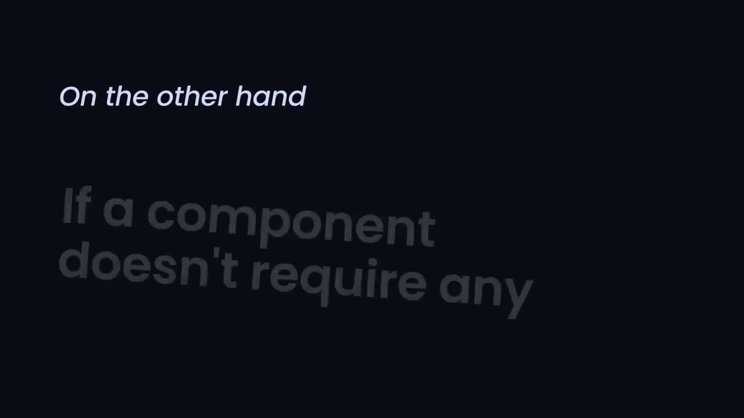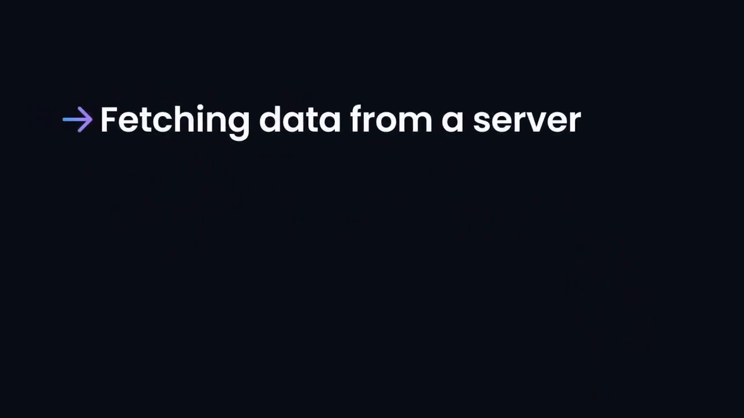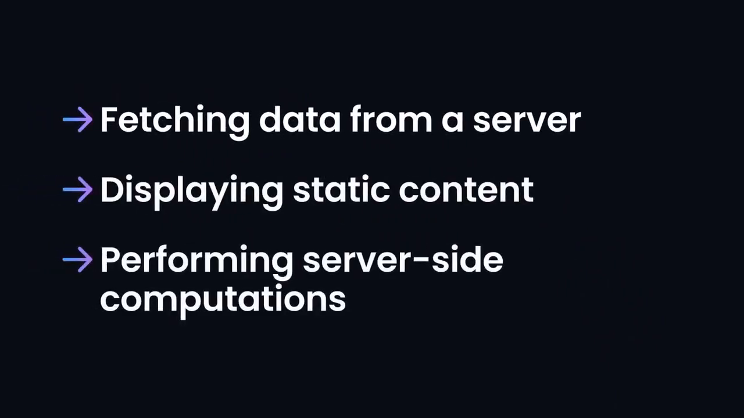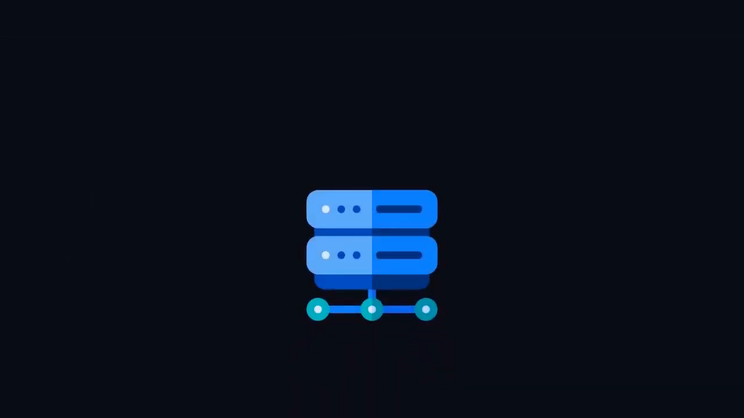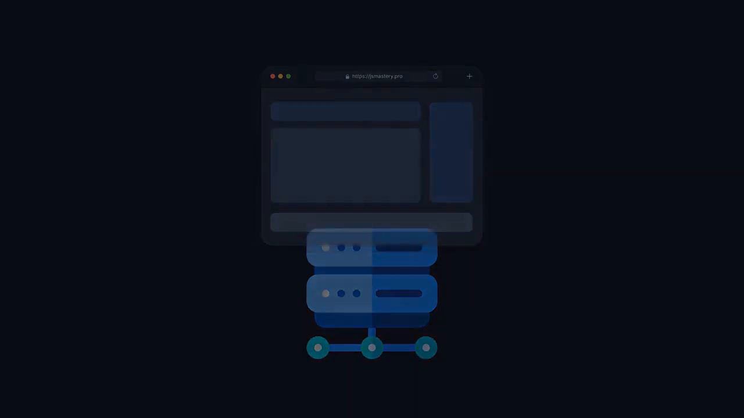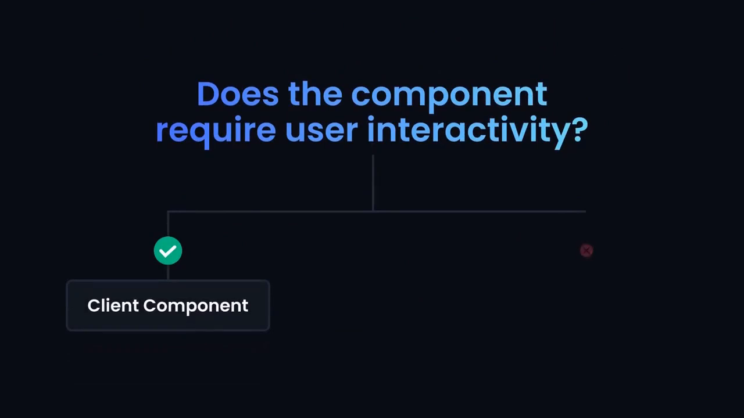These interactions rely on capabilities of the user's browser, so they need to be rendered on the client side. On the other hand, if a component doesn't require any user interaction or involves tasks like fetching data from a server, displaying static content, or performing server-side computations, it can be a server component. These components can be rendered on the server without any specific browser features. So, when deciding which one it's going to be, just ask yourself, does the component require user interactivity? If the answer is yes, it's a client component. And if the answer is no, it's a server one.